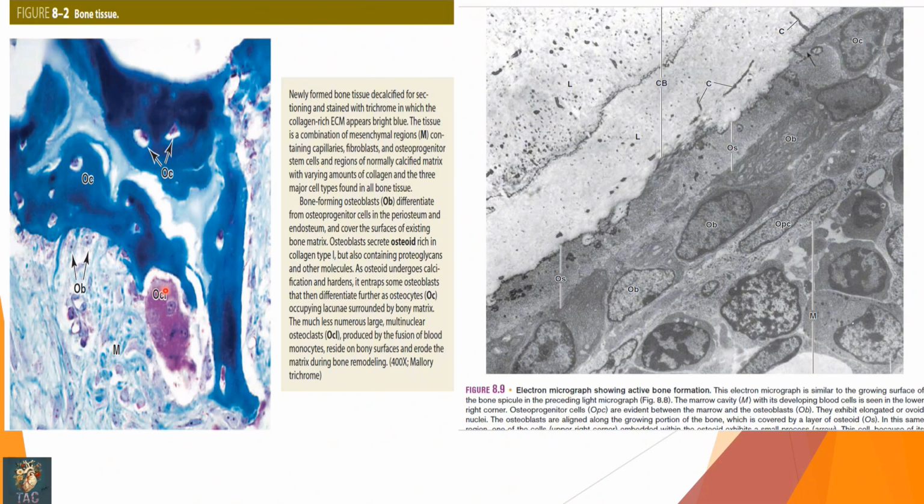This one is the electron micrographic picture in which you can see different osteoblasts which are present, and they have secreted the osteoid. These are the small canaliculi which contain the processes of the osteocyte, and this is the extracellular matrix present. Here you can see the entrapped osteoblast now becomes the osteocyte. So this is the electron micrographic picture of the osteoblast. You can differentiate it.